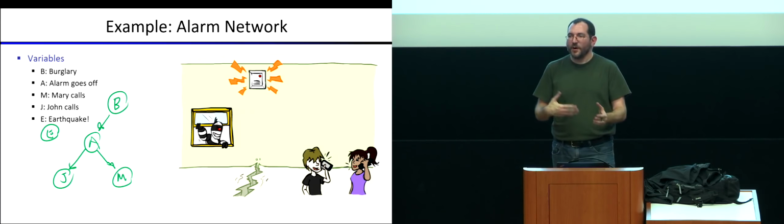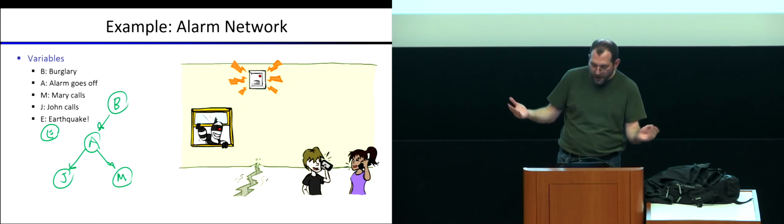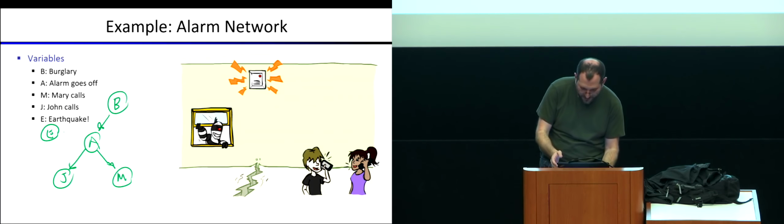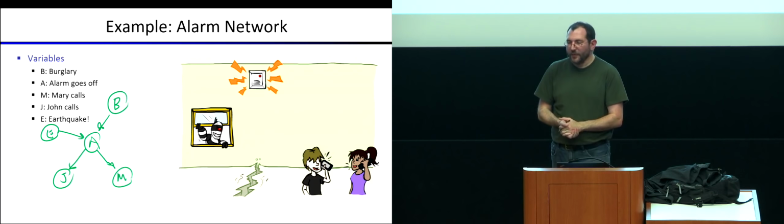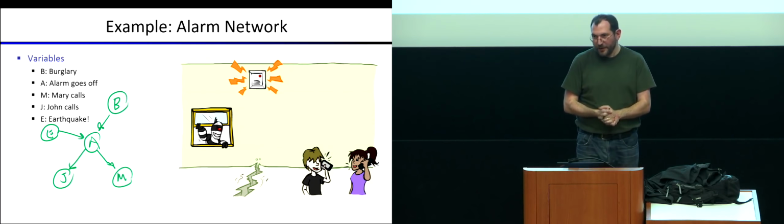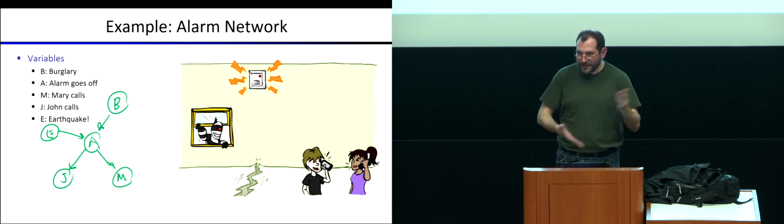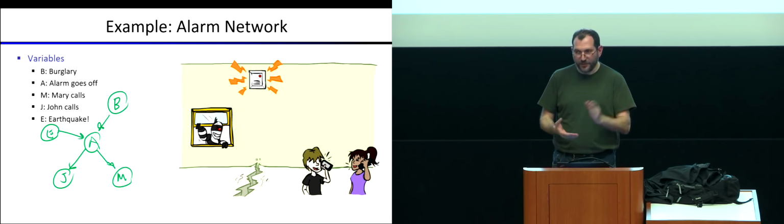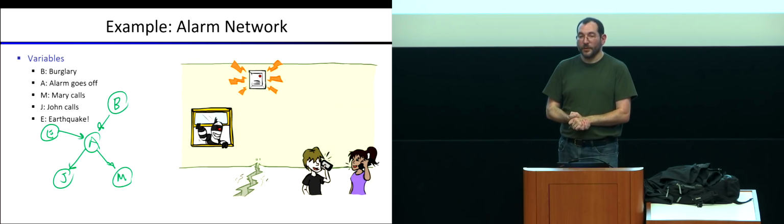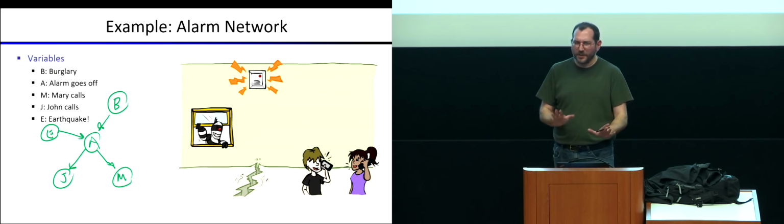We would have to say what we're assuming about this. One answer is the earthquake can set off the alarm, and only because of the alarm do my neighbors call me. Another could be earthquake directly causes everybody I know to call me, and then there would be direct arrows from E to J and M. Okay? So you see these are modeling choices.